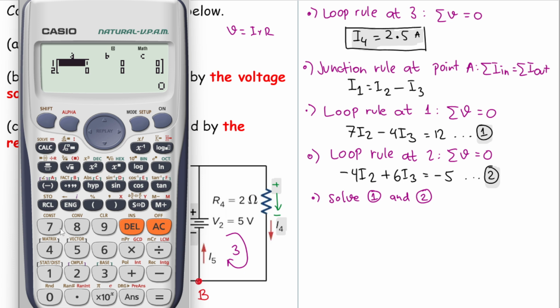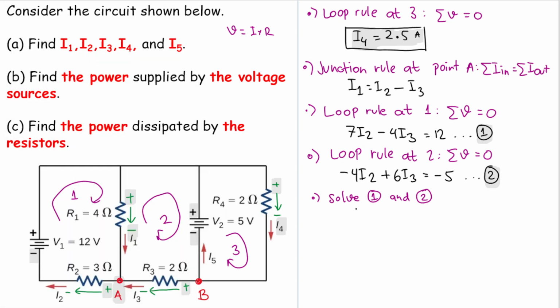And let's plug in the coefficients. So we'll have 7, and then minus 4, and that will equal to 12. Okay, and then we will have minus 4, and then 6, and then minus 5. So here I will have I2 is equal to 2 ampere, right? So X value is I2, and that will be 2 ampere.